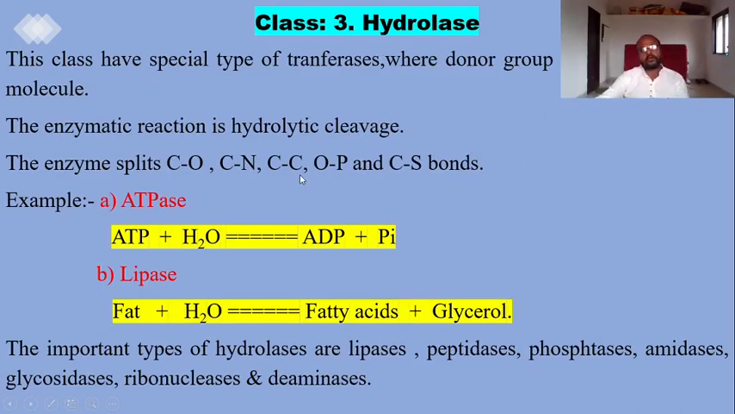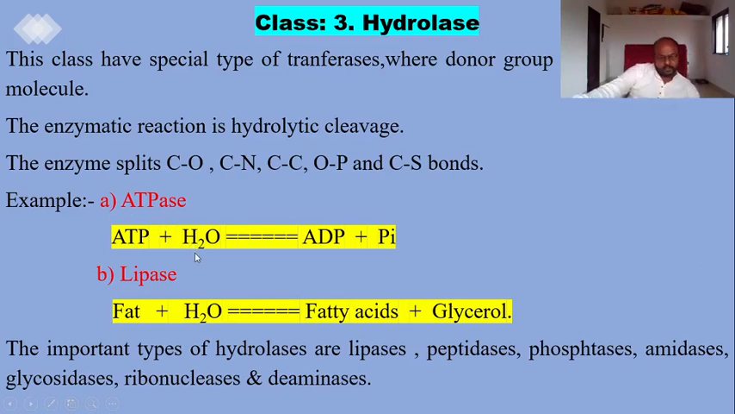The third class is hydrolase. This hydrolase class is a special type of transferase where the donor group is transferred to a water molecule. The enzymatic reaction is hydrolytic cleavage, that is, splitting with water. This enzyme splits C-O, C-N, C-C, O-P, and C-S bonds. For example, ATPase.